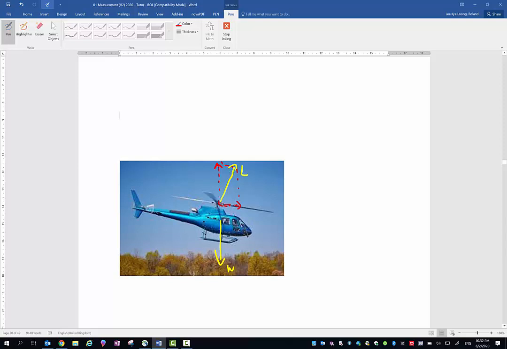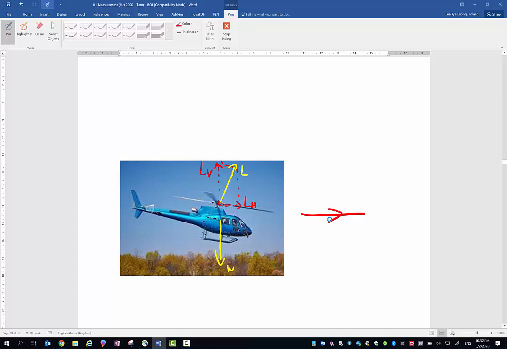So the vertical component of the lift, let me call it LV, will balance the weight. If it balances the weight, the helicopter will not go up and down. But the horizontal component of the lift, let's call it LH, will propel the helicopter forward. So this helicopter will move forward. Therefore, how come when it moves forward, it tilts? That is the reason. It's not vertical. It's at a certain angle so that it has a vertical component to balance the weight and a horizontal component to drive the helicopter forward.